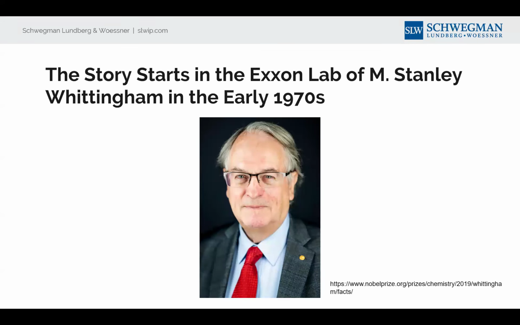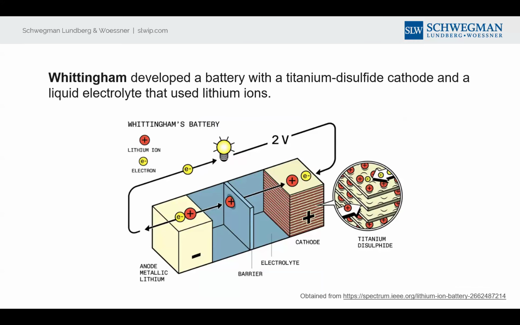years. Okay, so the story starts in the Exxon lab of M. Stanley Whittingham in the early 1970s. Next slide. Whittingham developed a battery with a titanium disulfide cathode and a liquid electrolyte that used lithium ions. So you can see the titanium disulfide. The anode was a metallic lithium, which made the battery a little bit unstable and maybe not completely safe to use. Next slide.